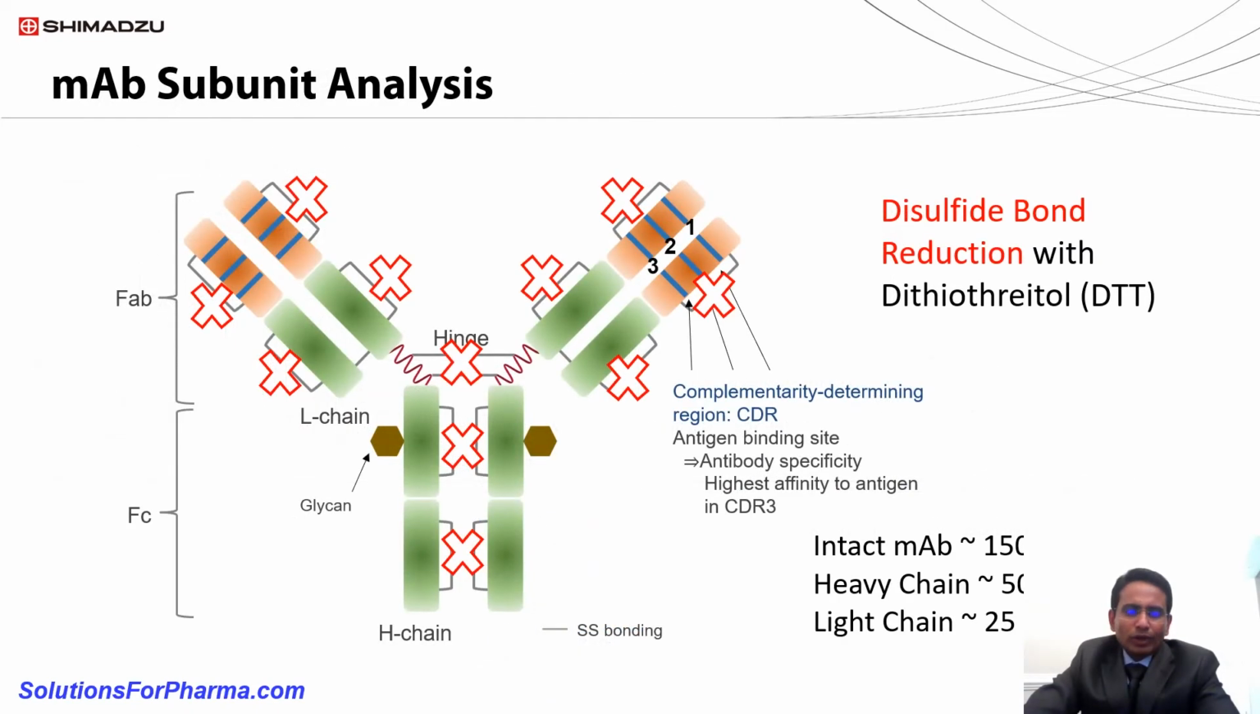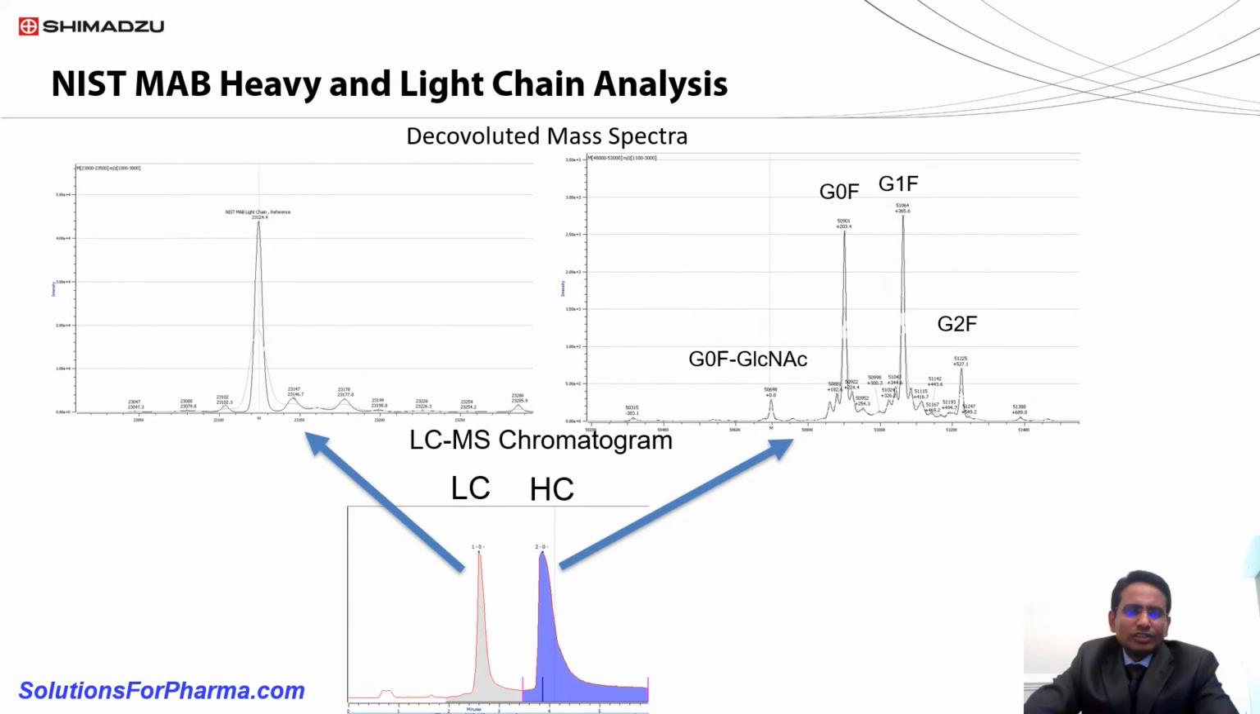We also performed mAb subunit analysis. To do that, we reduce the mAb using DTT. So DTT helps reduce disulfide bonds. After the reduction using DTT, we analyzed the NIST mAb. You can see the left panel is the light chain and the right panel is the heavy chain. They are very nicely identified and separated.